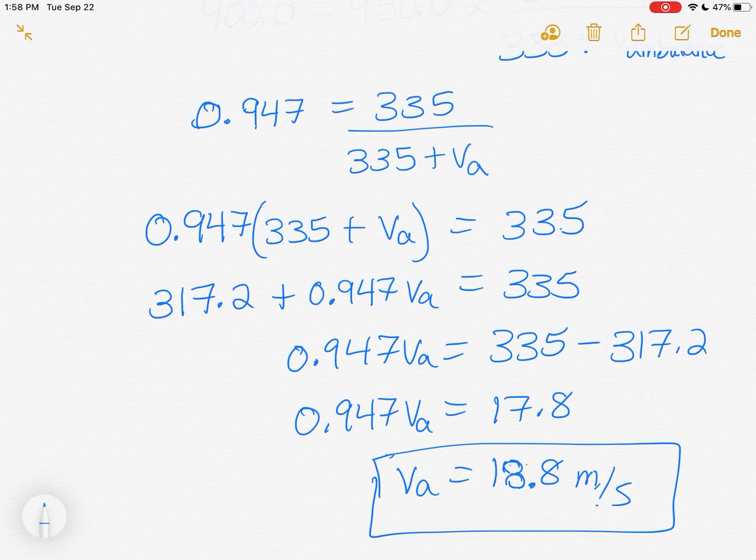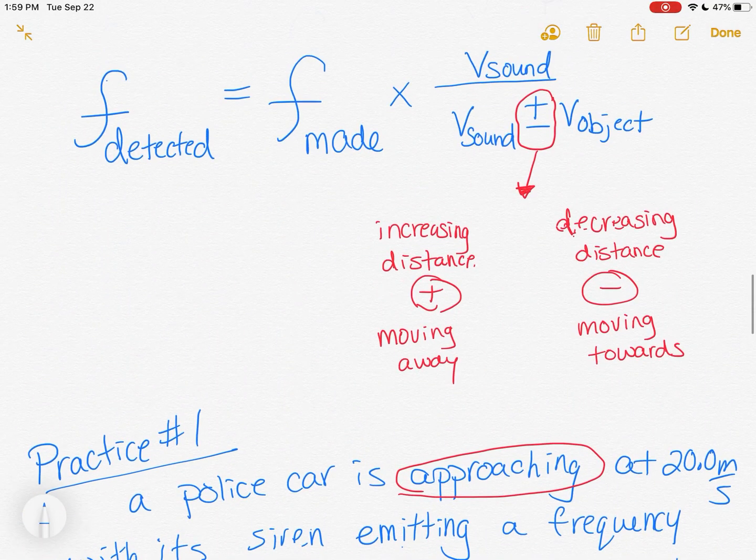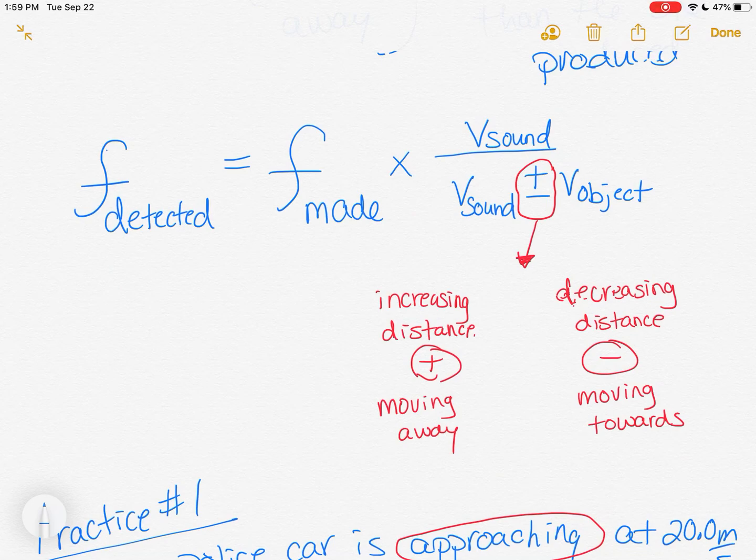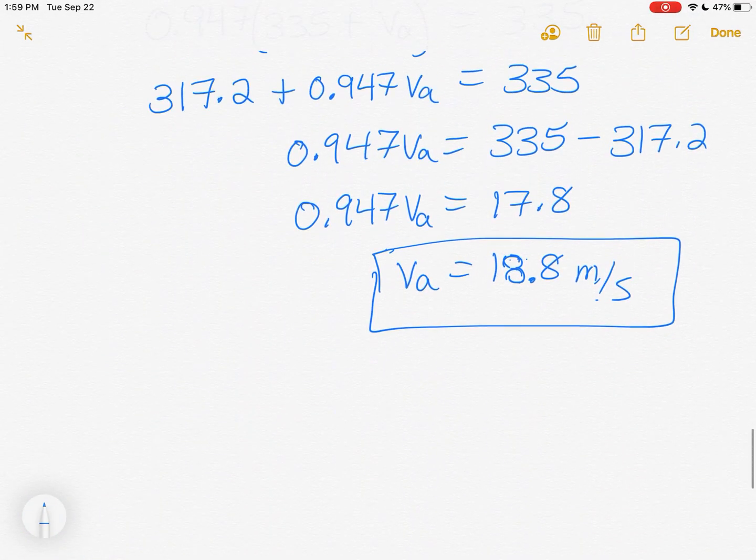The biggest trick in doing these Doppler effect questions is making sure you know whether your object is moving towards you or away from you, and whether to use a positive sign or a negative sign in your equation. That goes all the way back to: if we're increasing our distance, so we're moving away, we're going to use a positive sign. If we're decreasing our distance, we're moving towards, that means we're going to use a negative sign. And unfortunately, we just need to memorize those two situations, so when we use a positive sign and when we use a negative sign. And that's it for the Doppler effect.